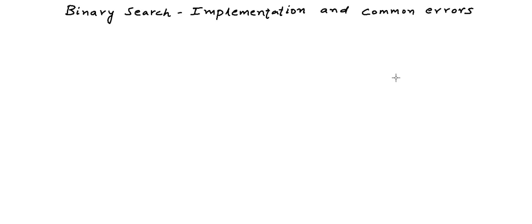In the previous lesson, we learnt about binary search as an efficient algorithm to find or search an element in sorted data, in a sorted collection. In this lesson, in some real code, we will see how to implement binary search, and we will also see what are the common errors that happen while implementing binary search. But before that, a quick recap.